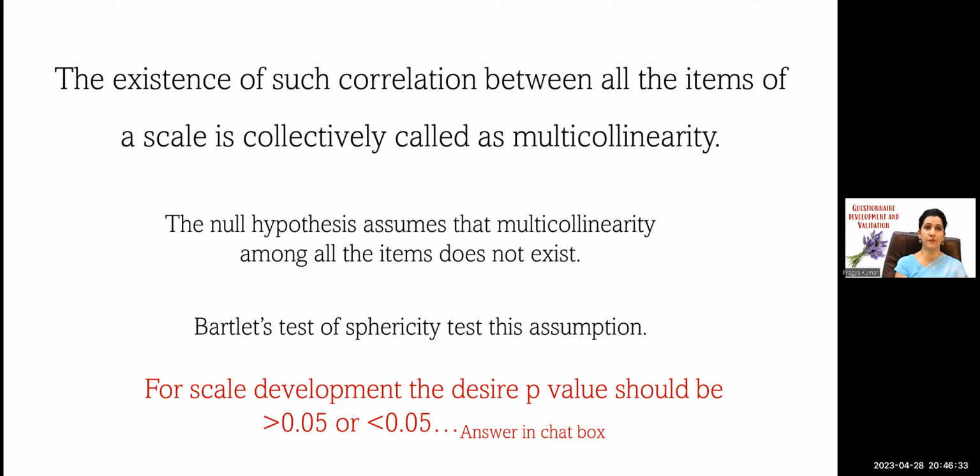So the existence of such correlation between all the items of a scale is known as multicollinearity. And this multicollinearity is checked with a test of the assumption, which is known as Bartlett's test of sphericity. This Bartlett's test of sphericity checks this assumption of multicollinearity, and the null hypothesis states that there is no multicollinearity among items. So what should be the p-value to say that there is multicollinearity? Please answer in the chat box.